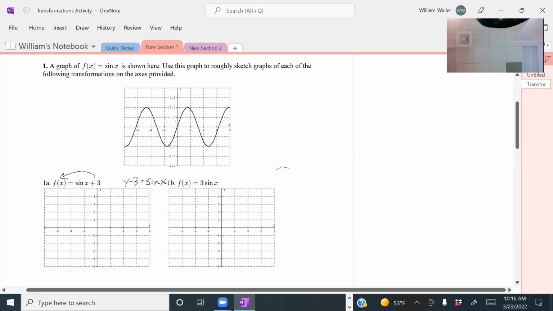All you have to do is think if you can take that graph and shift it up by 3 units. That means the origin, 0, 0, would go up to 3, and then the sine curve goes up 1 above that point and down 1 below it.